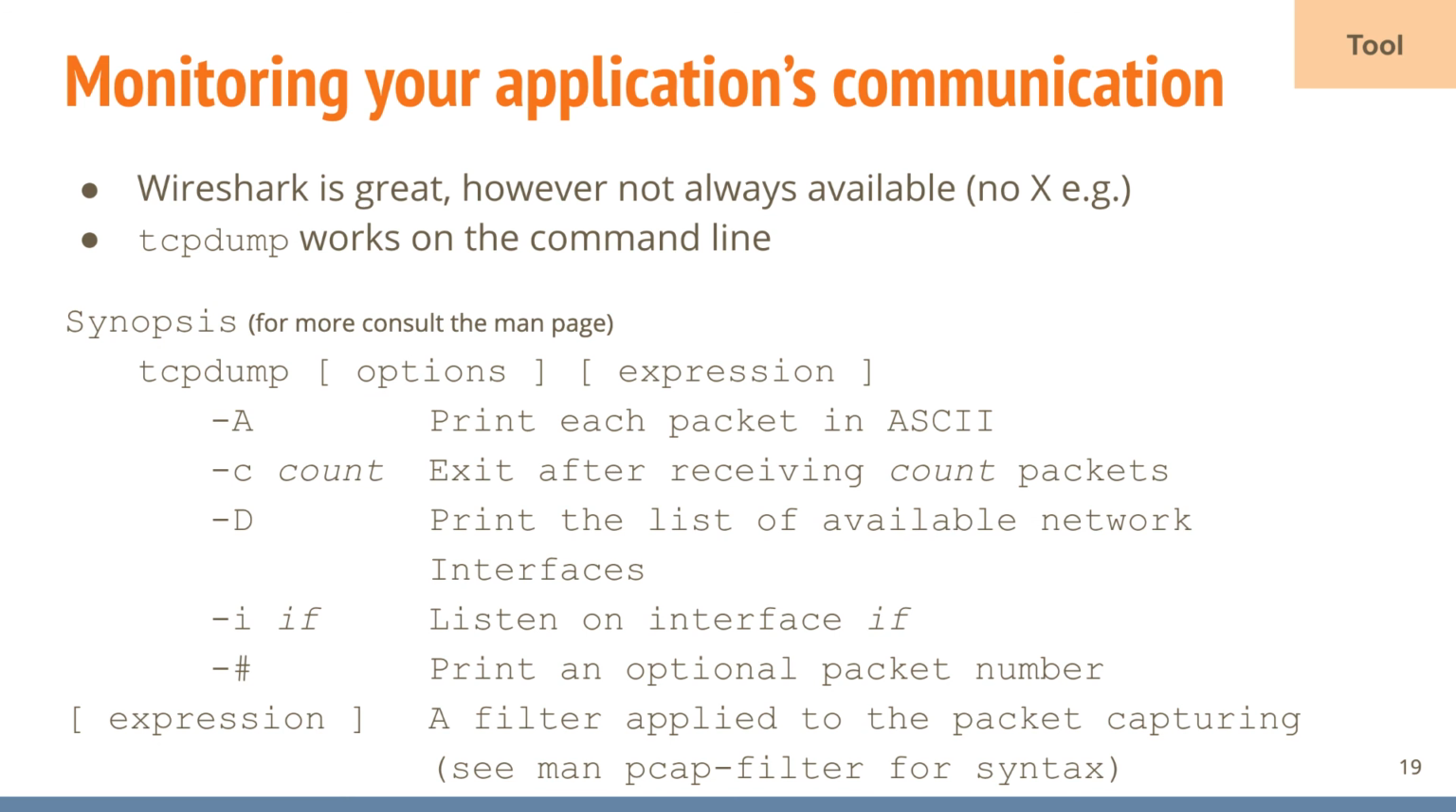The synopsis of tcpdump is shown here. Basically, tcpdump takes a number of command line switches followed by an expression which filters the packets that tcpdump displays. Here are a few useful options such as -A to print packets in ASCII or -i to specify which interface to sniff packets from. For the filter syntax, please refer to the pcap-filter man page.